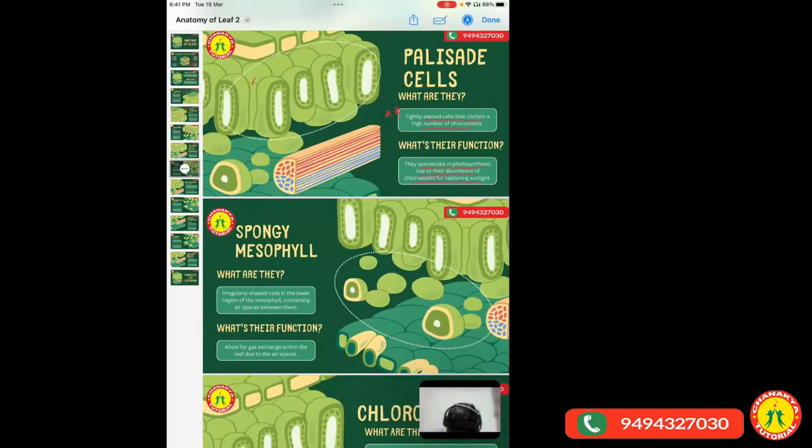Between mesophyll and palisade cells, who absorbs more sunlight? The palisade cells. And why do they absorb more sunlight? Because of more chloroplast. Correct, Riti. Because of the presence of more chloroplast, they absorb more sunlight. Now, if they absorb more sunlight, will photosynthesis occur at a faster rate or slower rate? At a faster rate. Correct.